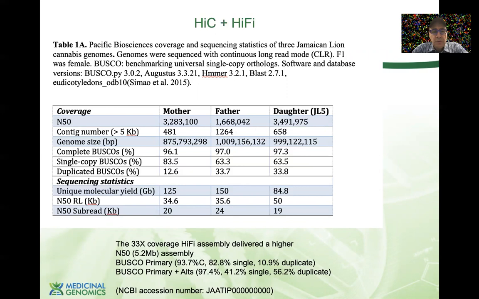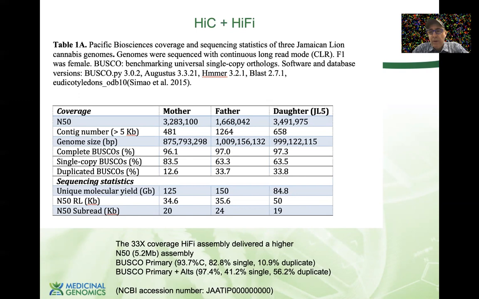assemblies that are in the N50 range of 1 to 3.5 megabases. Largest ones ever seen yet. I think most other assemblies are struggling to hit up to a megabase. The genome size ranges on whether it is a female or a male. The male has a Y chromosome, which is the largest chromosome in the genome.